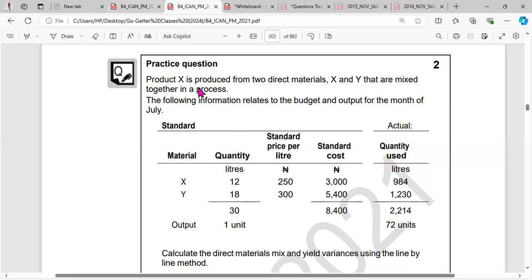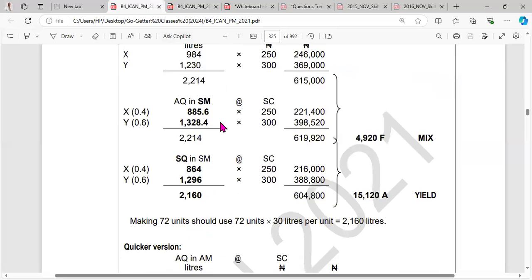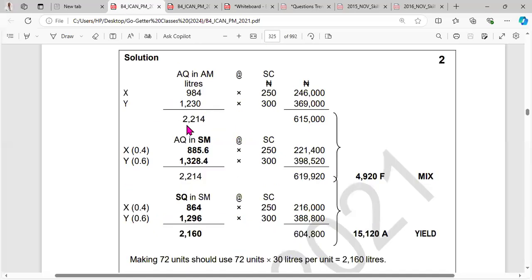Question, our standard quantity here, let me see what has happened here. Okay.